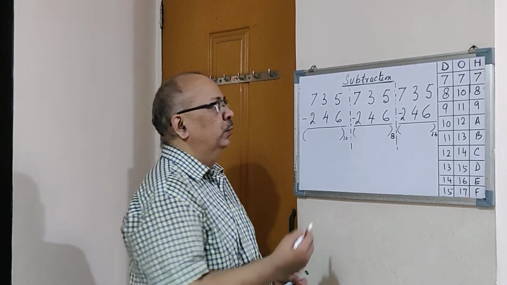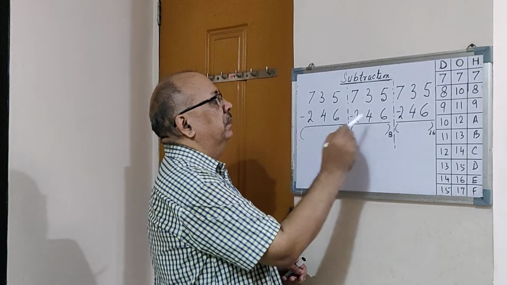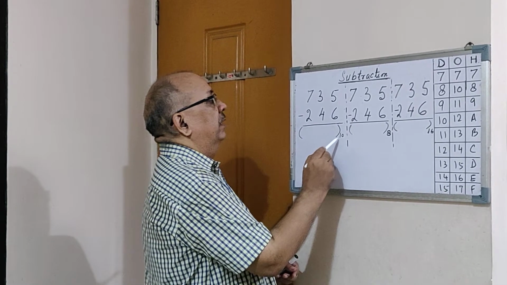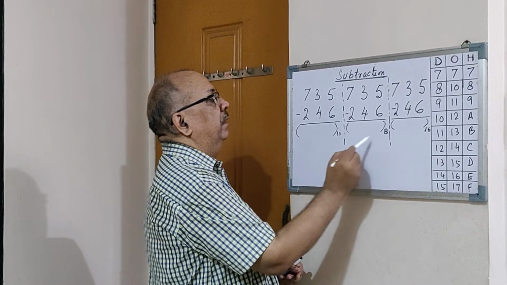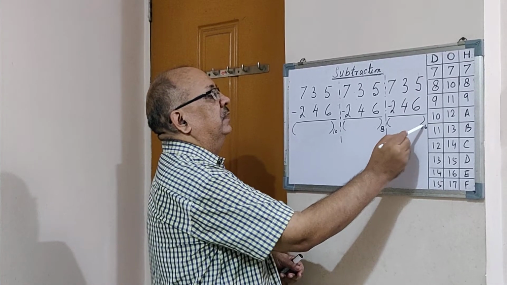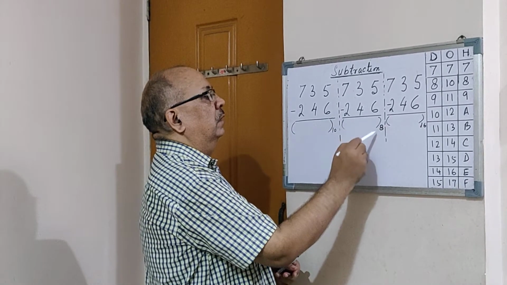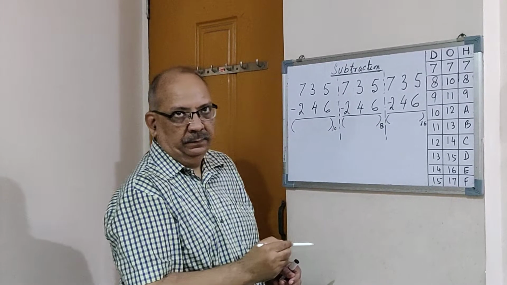Dear students, today we'll learn subtraction in different number systems. When I write 10 here, that means to the base 10. I write 8 here to the base 8. I write 16 here to the base 16. That means decimal, octal and hexadecimal.